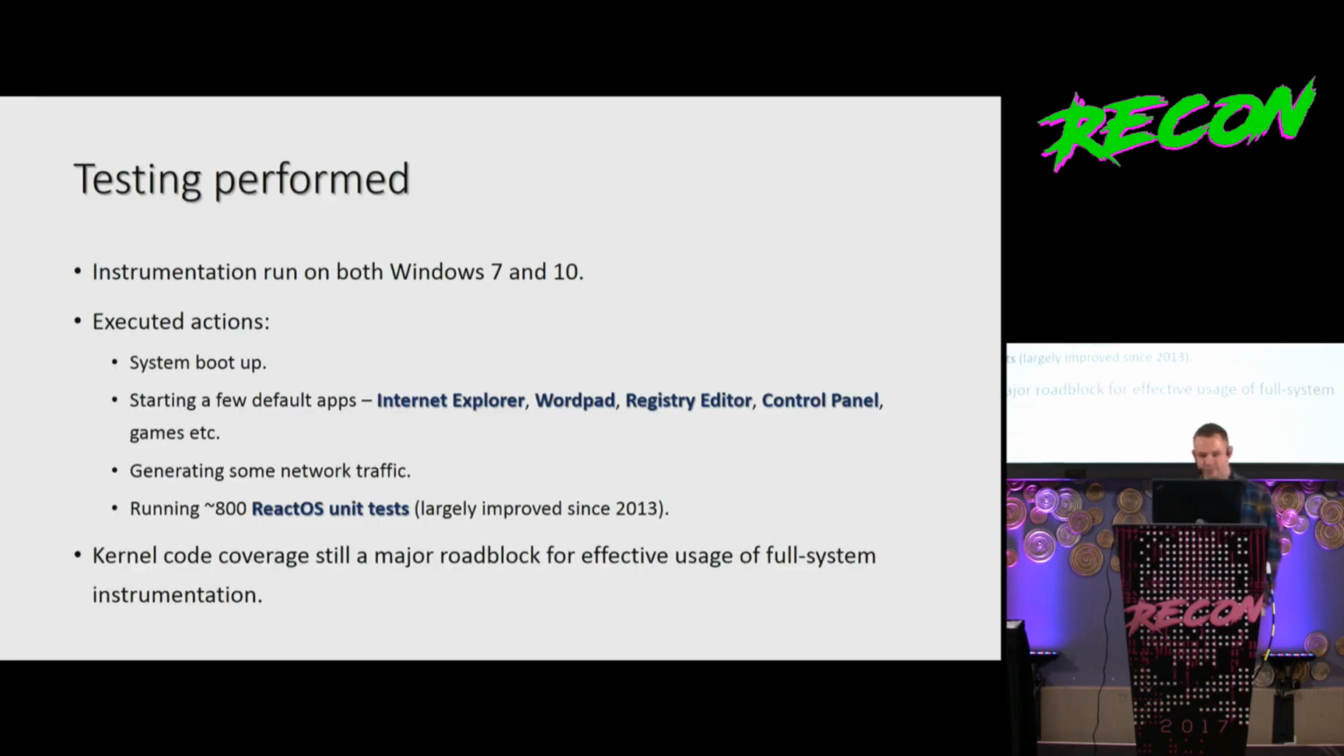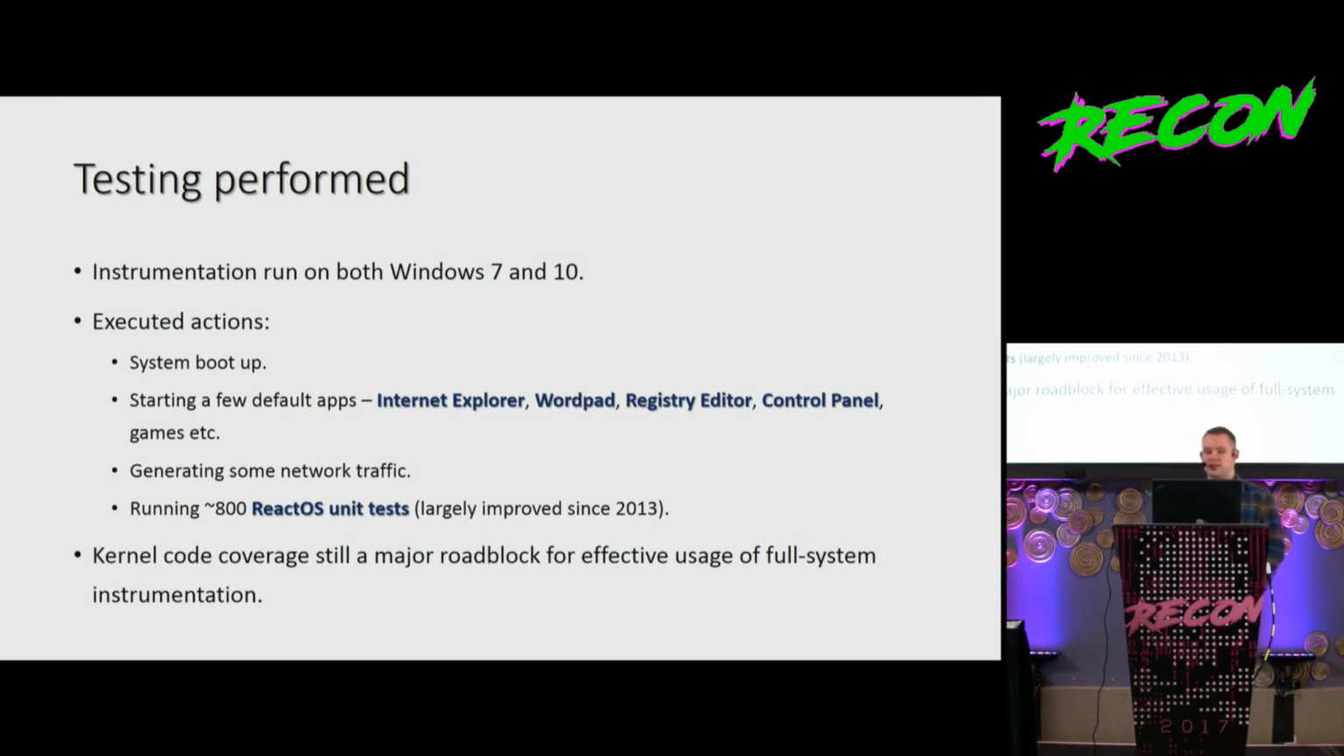So when it comes to the testing that I performed, first of all, I ran this project both on Windows 7 and on Windows 10. What I did on those systems is that I, of course, booted them up, started a few default applications, generated some network traffic, and ran so-called ReactOS unit tests, which are just a bunch of tests for different Windows APIs. So I would say this is quite a good way to actually generate some nice Windows kernel code coverage. And we also used this for the Bochspwn from 2013, but since then, this set of unit tests has very much improved. So it's even better now.